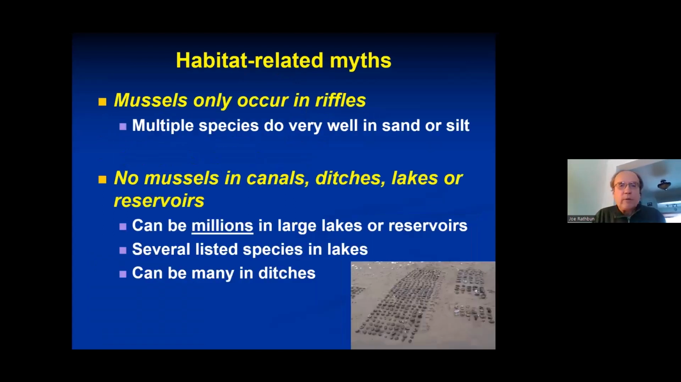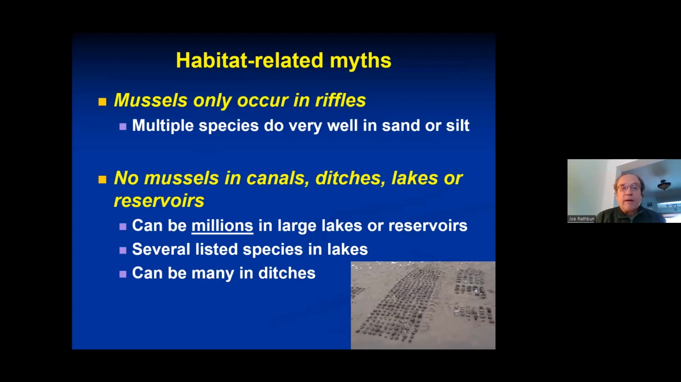In the course of writing these protocols, we had to deal with some myths that surprisingly some of our colleagues believed. Mussels only occur in riffles, so we don't have to worry about them elsewhere in rivers. That's not true at all. Multiple species do very well in sand or silt.